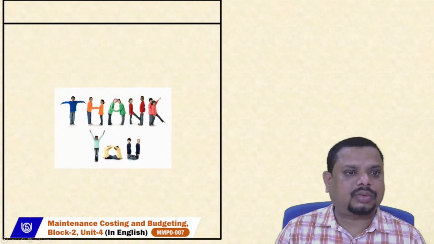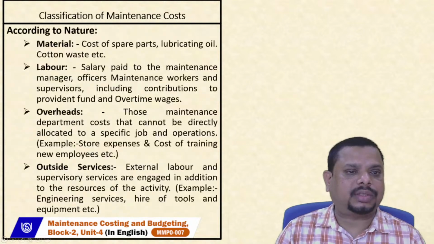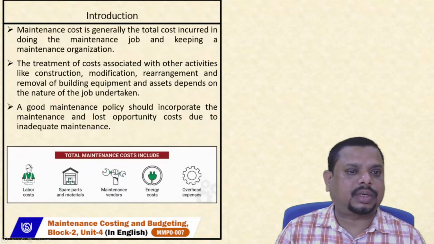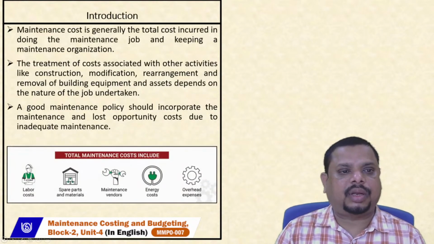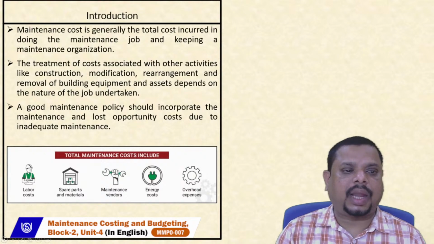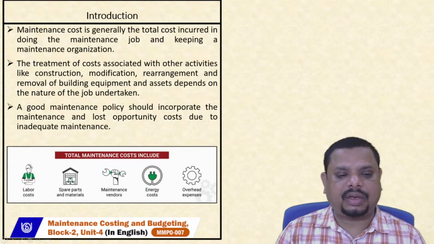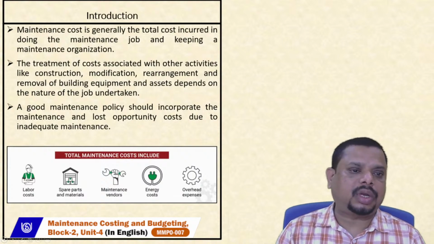If you go to the next one, let us review the things from the beginning. In today's session, we discussed the fundamental concept of maintenance cost, where the total cost belongs to the maintenance job, with a specific reference to cost reduction in maintenance organizations. In case of maintenance, the labor cost, spare parts and material cost, the next we have vendor maintenance costs, energy cost and overhead expenses are basically combined to form the total cost of maintenance.